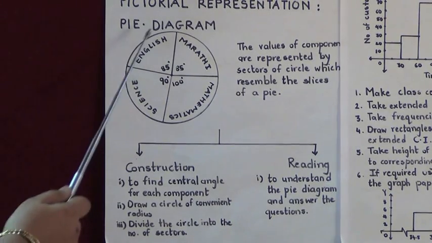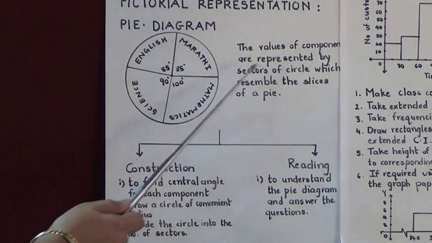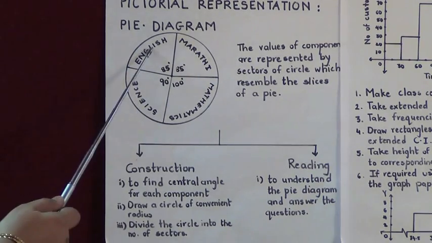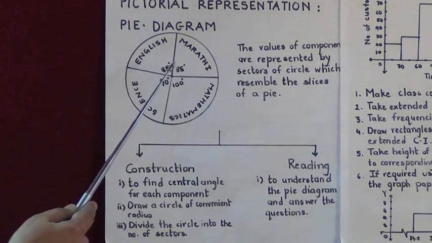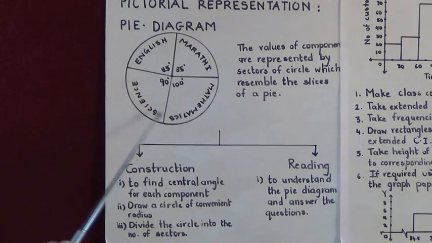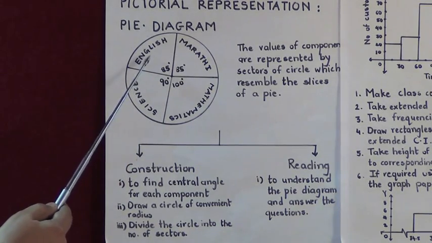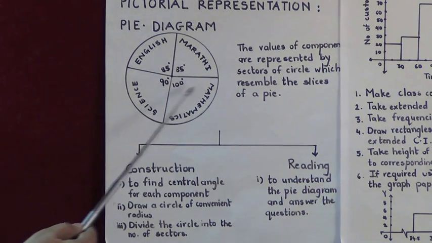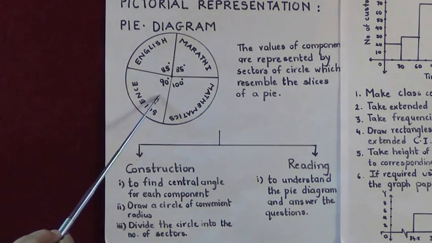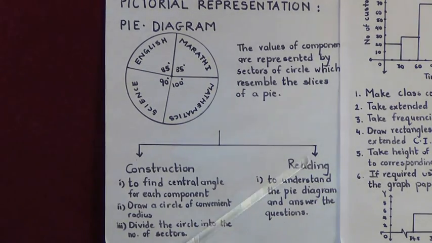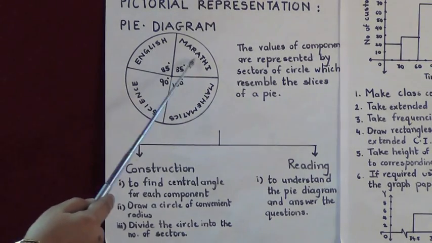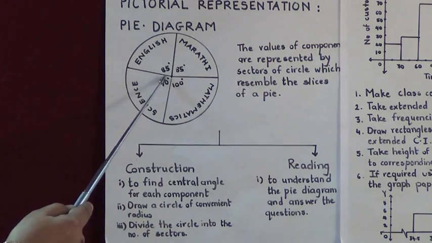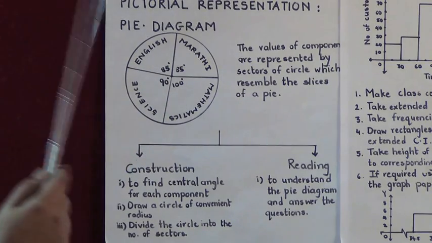In a pie diagram, which represents a circle, the values of the components are represented by the sectors of the circle, which resemble the slices of a pie. For example, here are given the percentages of marks scored by a student. A student scores 85% marks in English, 85% marks in Marathi, 100% marks in mathematics and 90% marks in science, which have been given in the form of a circle, and the various sectors of it are the sections which tell us that the child scores 85% in English or 100% in mathematics.